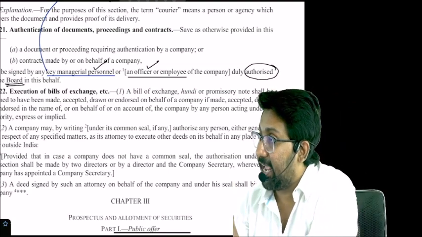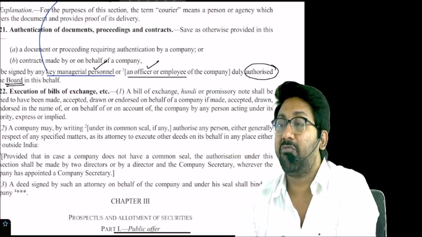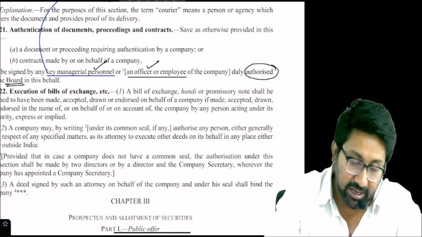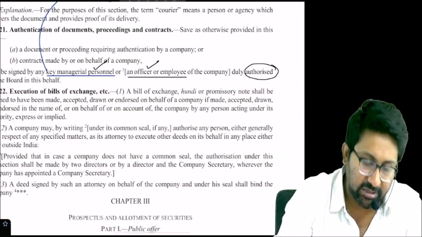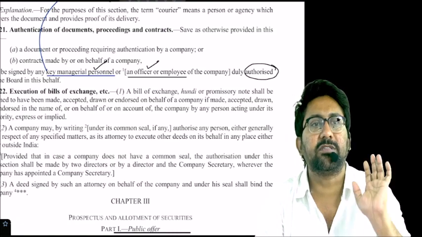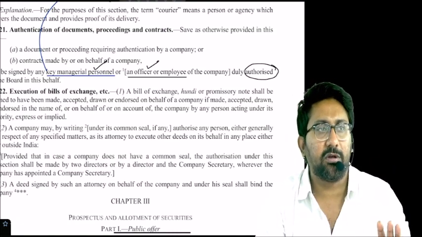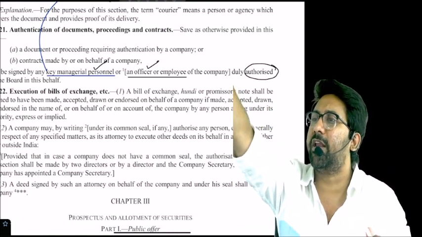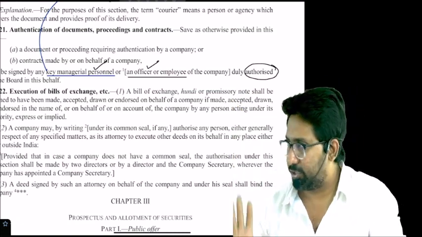First listen, KMP can sign directly. An officer or employee can sign only if they are duly authorized by the board in this behalf. They can only sign on that particular document. Everyone understood the point clearly? Yeah. Now the question will arise.